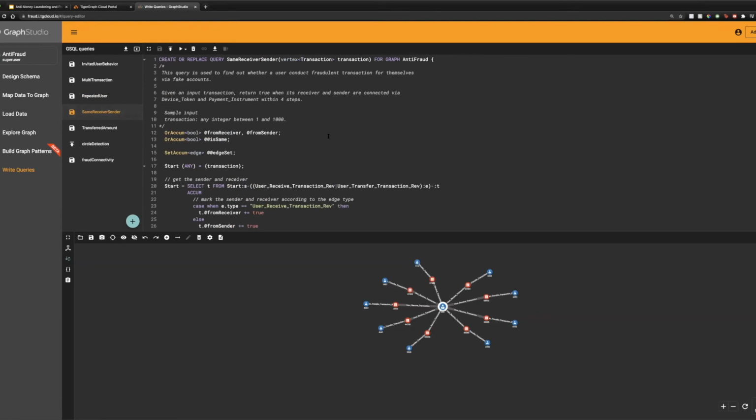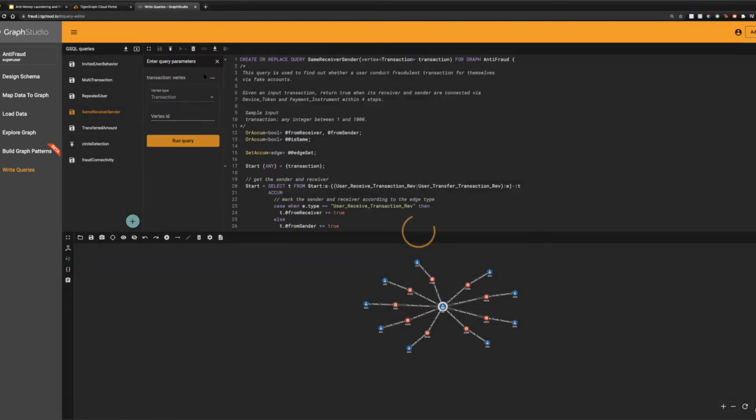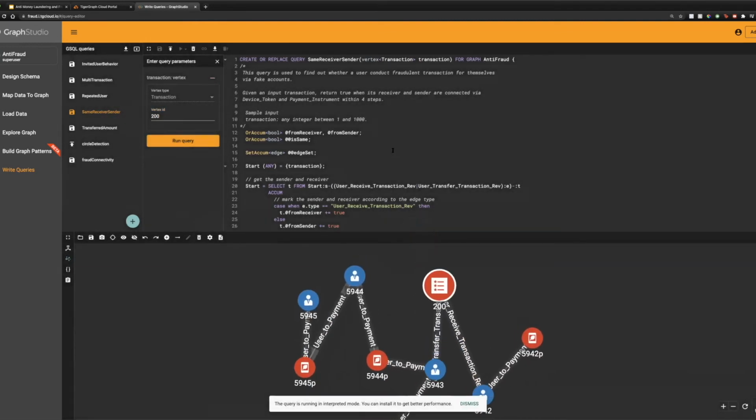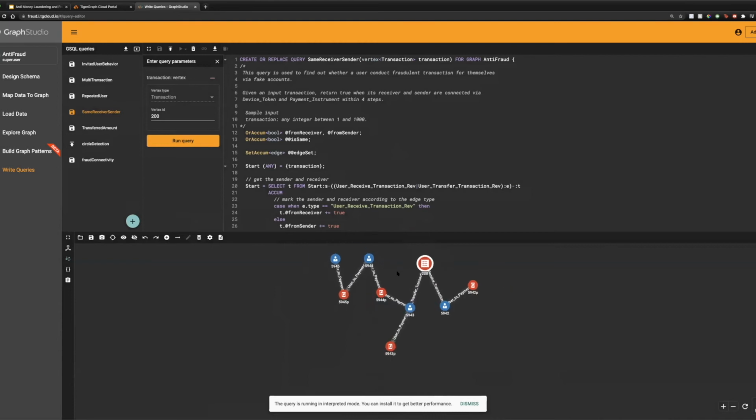Same receiver, same sender. So this is, again, kind of trying to recognize those fraud rings, money laundering type stuff. So we're looking at instances where people have been creating a fake account and then sending that money back to themselves.